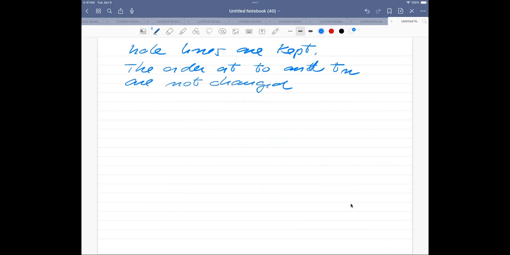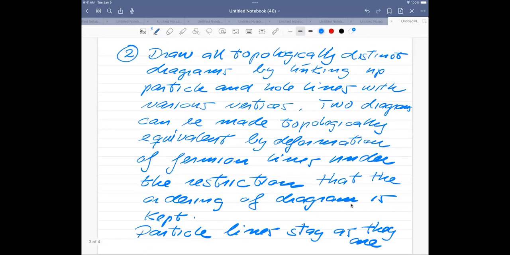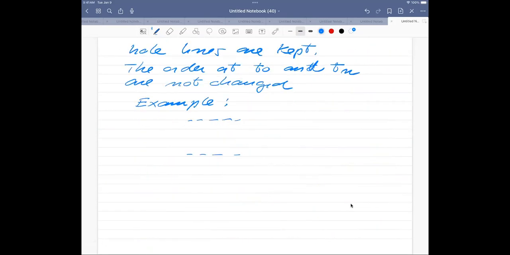So let me give you an example here of what we would call an equivalent diagram. So let's take a look at that. Suppose we now look at the diagram we had last week, the two-particle, two-hole excitations in many-body perturbation theory. So we had a diagram which looks like this.